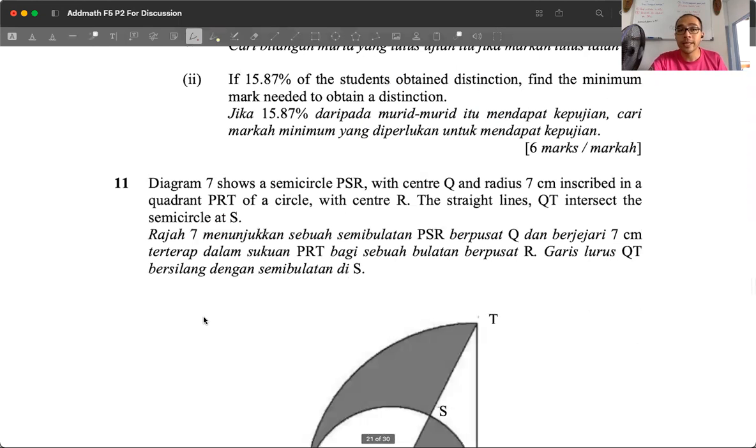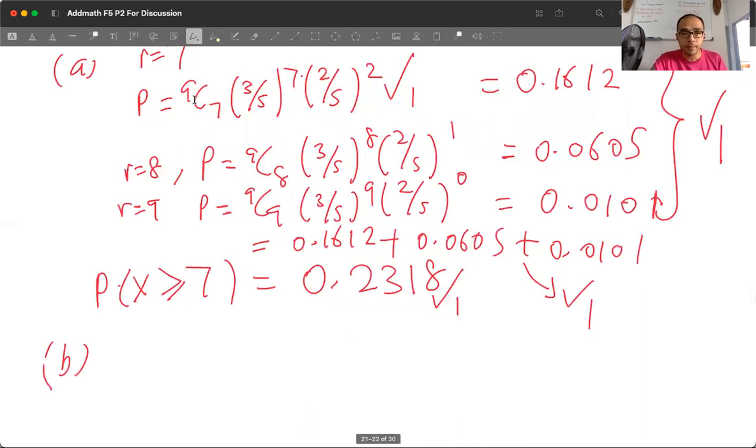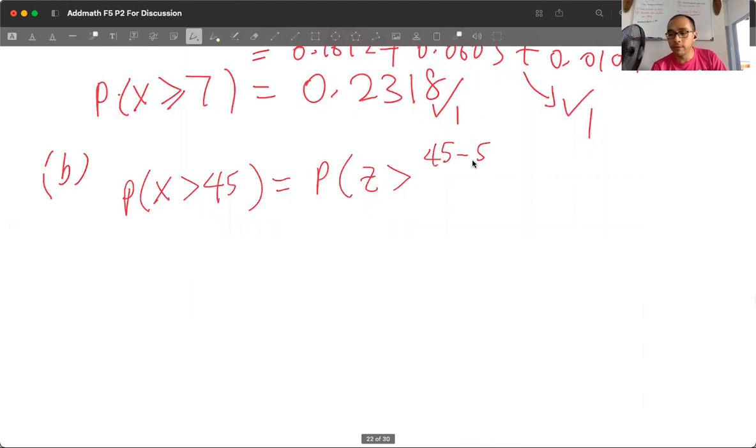We want to find the number of students. Remember, if we find the number of students, the first step is to find the probability, then you multiply with 500 altogether. So let's get down to business. When the score is more than 45, if I change this to Z score, I will get Z is more than 45 minus 55 over 10. So I get P, Z is more than -1. I'm going to stop here and do it once again on the table.